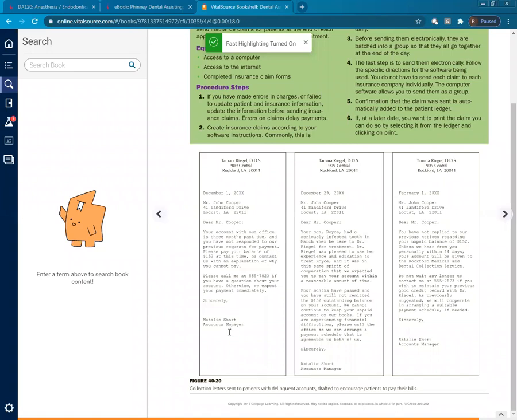These letters are usually not sent certified at first. Once they get extremely delinquent or get kind of out of hand, then they'll be sent certified right before they're getting sent to a collection company.